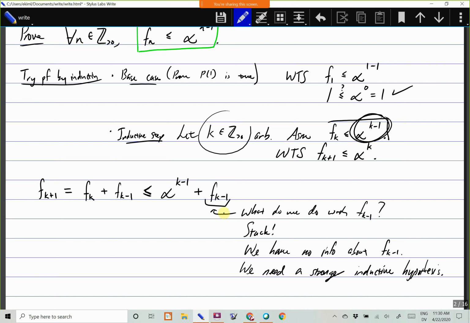Since we don't have any information about f sub k minus 1, I'm going to introduce to you a method that will give you information about f sub k minus 1. Had we applied this new method that we're about to introduce in the first place, we would not have gotten stuck.